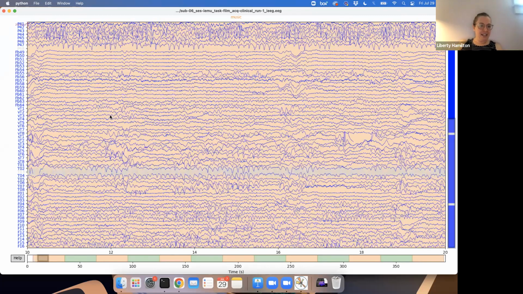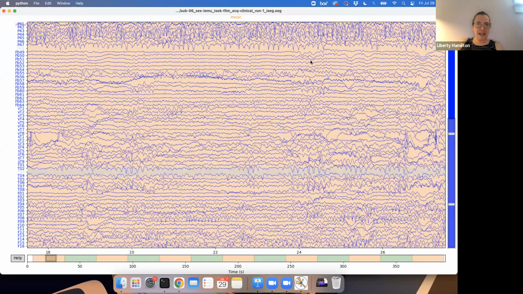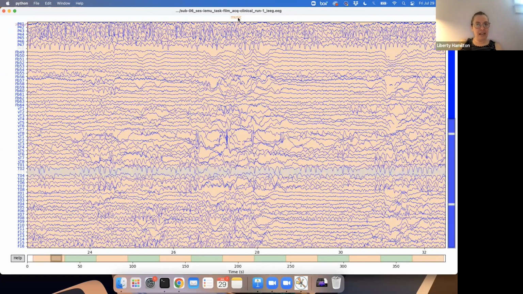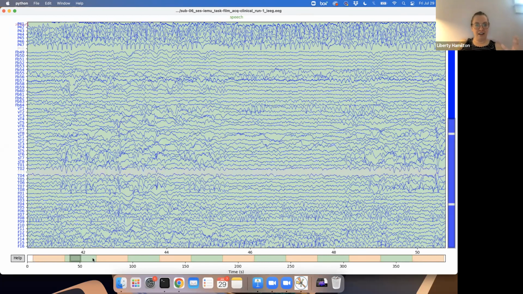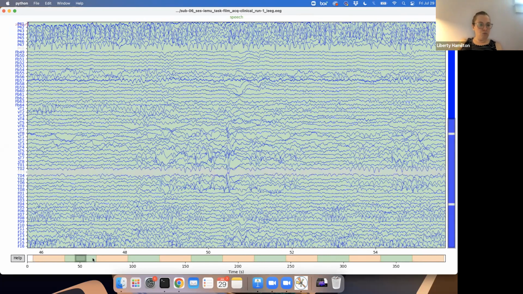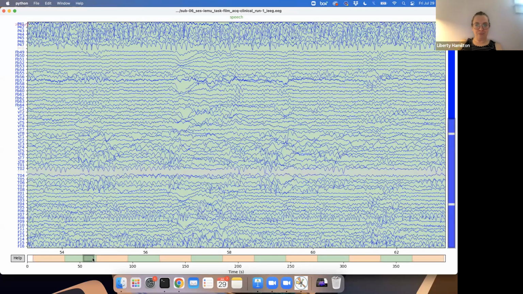Another nice thing is that we have these annotations that have been pulled in by the BIDS structure that allow us to see that this was a blocked design where they're playing music, and then during the green parts, they are playing speech. So you can see which data aligns with which part of the trial. This is really nicely annotated.